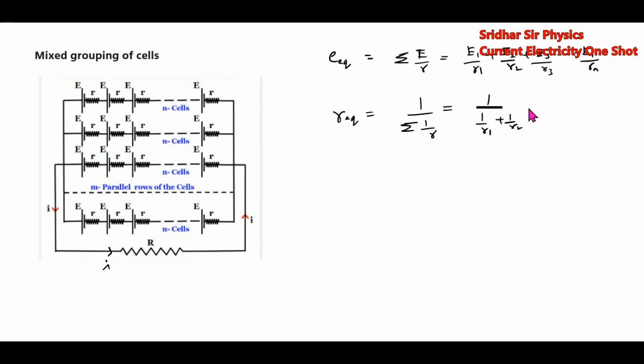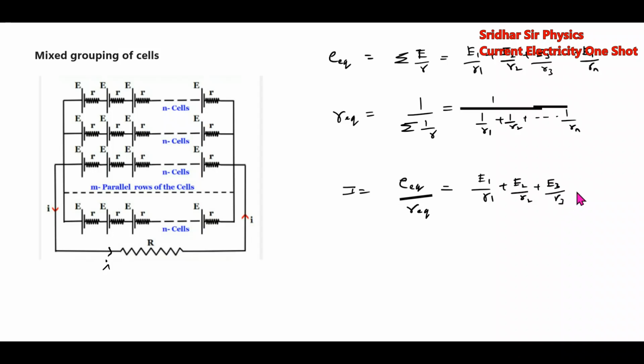E equivalent, R equivalent. Summation of 1 by R: 1 by R1, 1 by R2, 1 by Rn. So what is the expression for I? I is equal to E equivalent by R equivalent. E1 by R1, E2 by R2, E3 by R3 and so on. You have to remember this formula, sir. E equivalent and R equivalent.